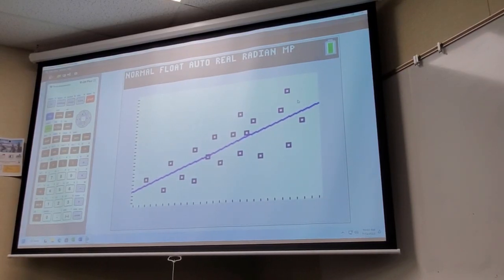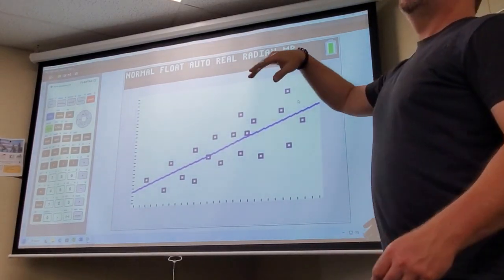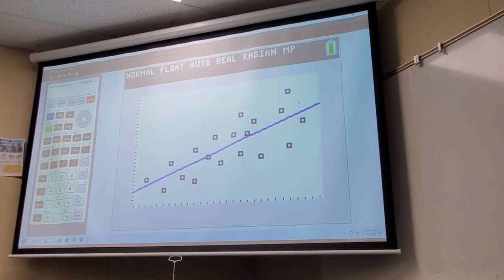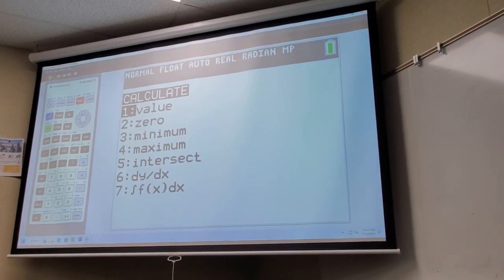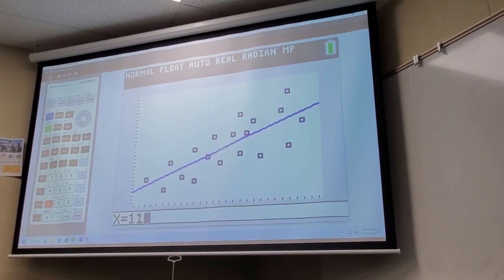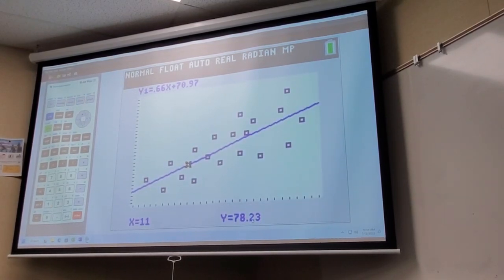The calculator calculates it. So it should be able to tell me the answer to what we just did. So watch this real quick. You don't have to do this, but let me show you. See right up here where it says calc? This whole first row is about graphing, so this is graphically calculating something. If I do second trace, I can tell it to calculate a value for x equals 11. 78.23. Yay! Isn't it cool?